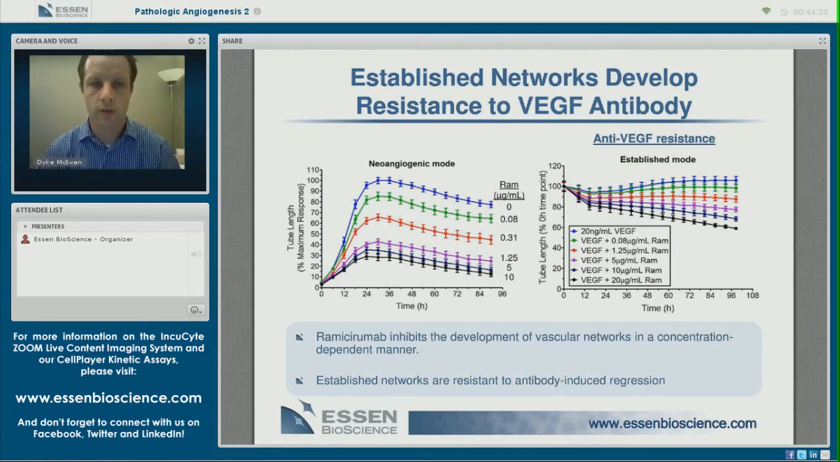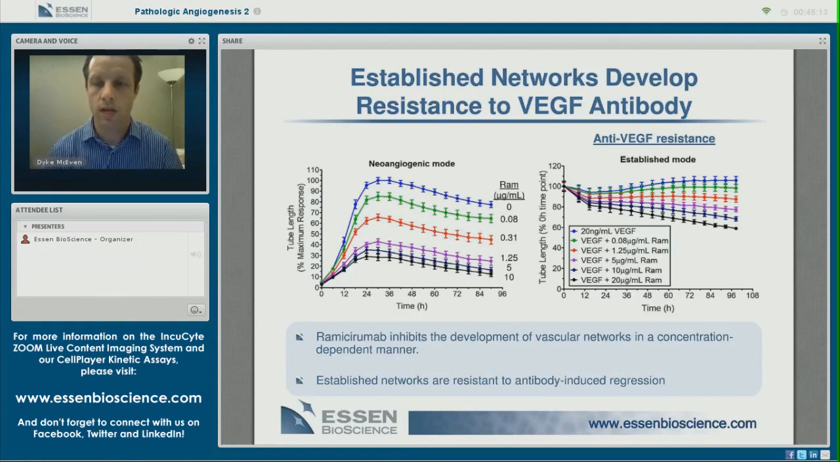And what you can see if we look at ramucirumab in neoangiogenic mode, it is able to inhibit the VEGF response in a concentration-dependent manner, where 5 and 10 microgram per mil cause a complete inhibition of developing tubes. Whereas in established mode, when we allow the networks to develop prior to introduction of ramucirumab, we see a concentration-dependent effect, but even as high as 20 microgram per mil, we're only seeing a 30 to 40% reduction of this established vasculature, indicating that there is a portion of the vasculature that is insensitive or resistant to anti-VEGF therapy.